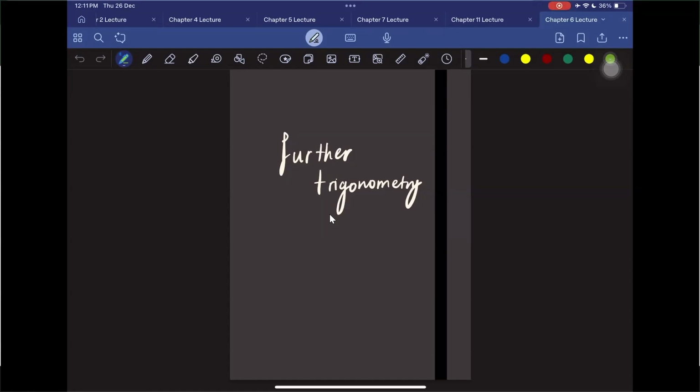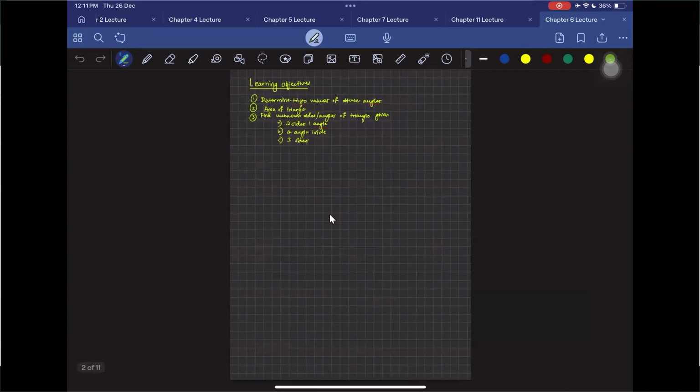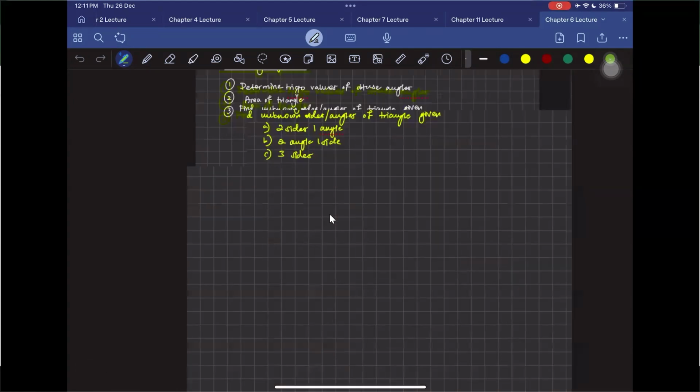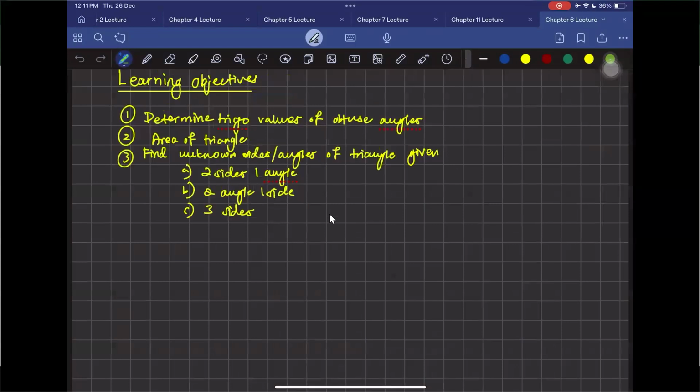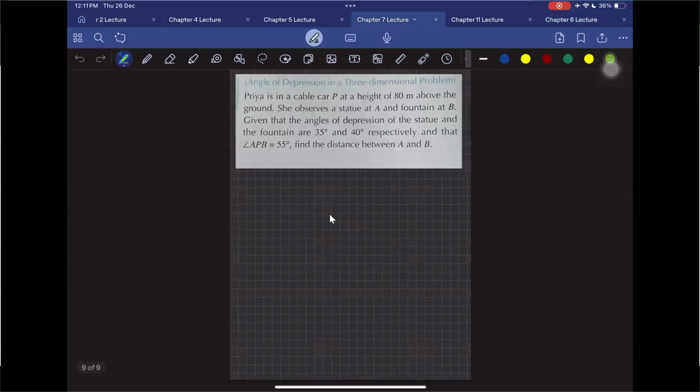Now I'll be moving on to your chapter 6, which is further trigo. So yeah. Okay, so learning objectives for today. By the end of this chapter, you should be able to determine the obtuse angles for trigo. So earlier you learned, sorry.